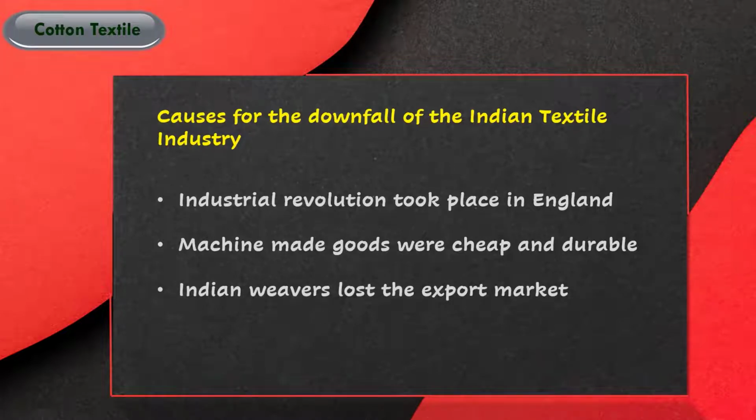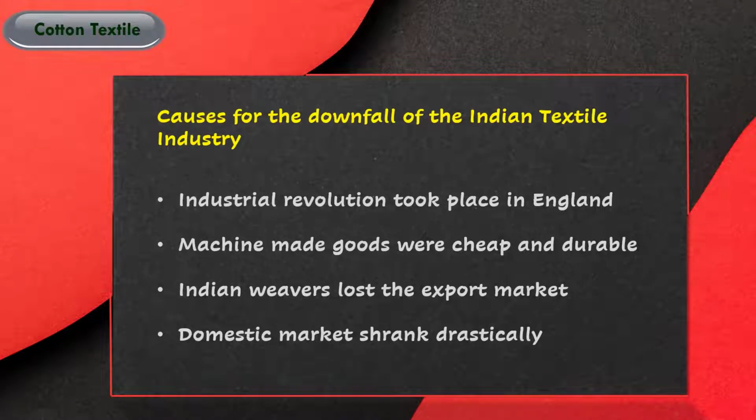The British industries began to export cheap machine-made goods to India. Indians preferred the cheap and durable machine-made textile over costly handmade textile. Thus domestic market shrank drastically. Lakhs of spinners and weavers lost their jobs. You know that it was one of the causes of the First War of Indian Independence, 1857.